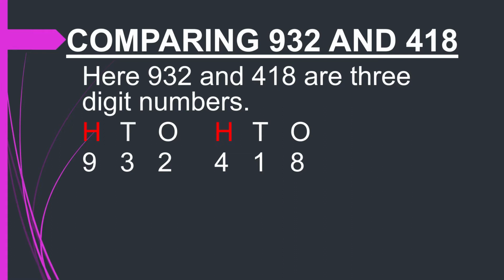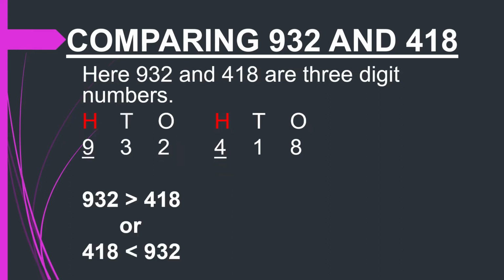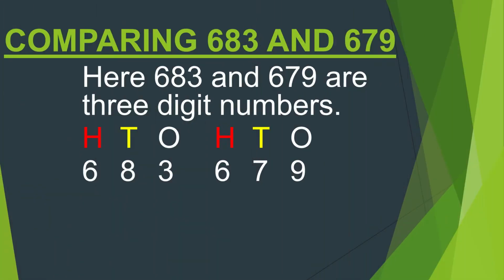So in 932, the digit in hundreds place is 9, and in 418, the digit in hundreds place is 4. In 9 and 4, 9 is the greatest number. So 932 is greater than 418. And it is written as 932 greater than 418 or 418 smaller than 932. Now let us take one more example.